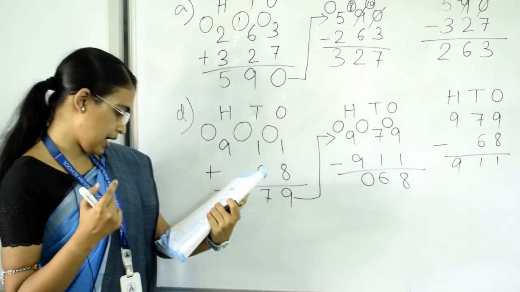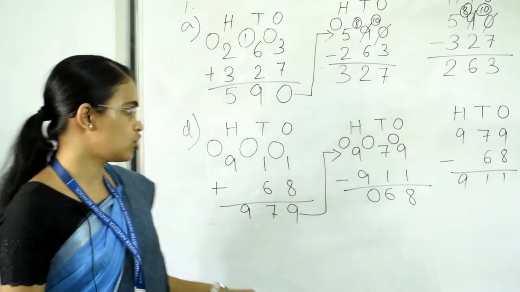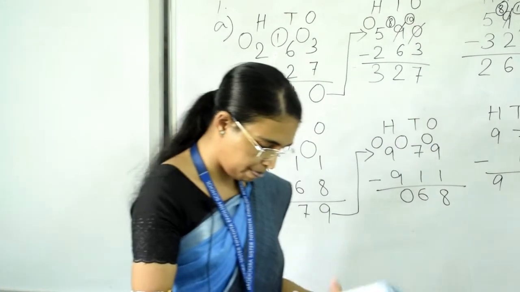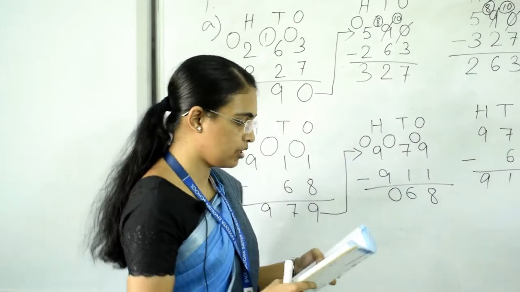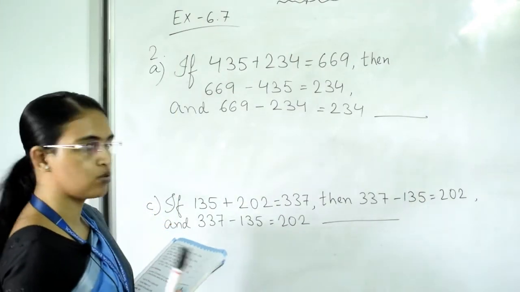So question number A and D I have done. Question number B and C is your homework. Do B and C in this way, okay. Now come to question number 2. Now our question is, we have to write true or false, okay.